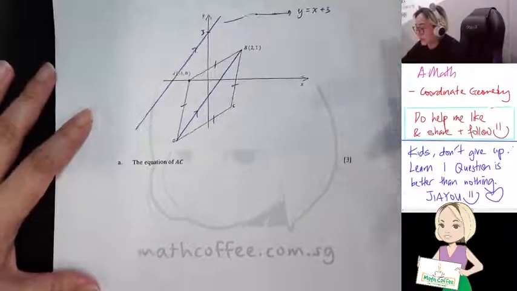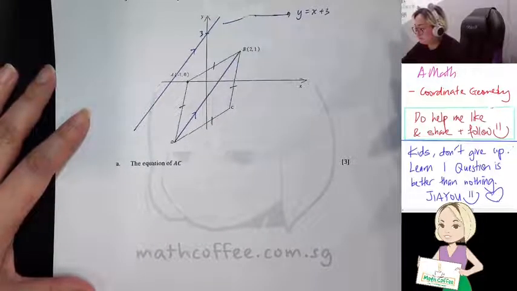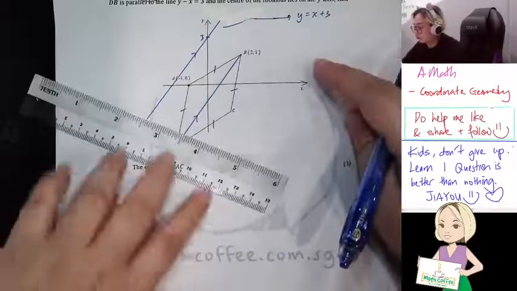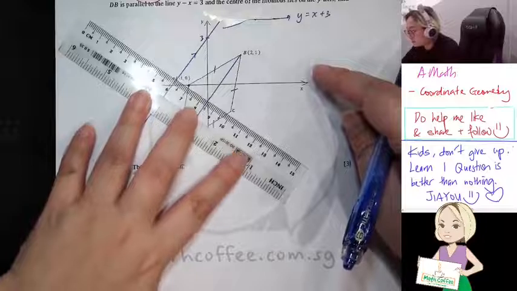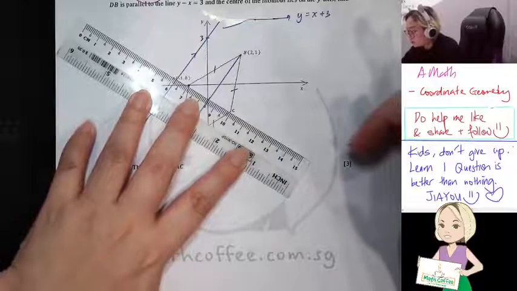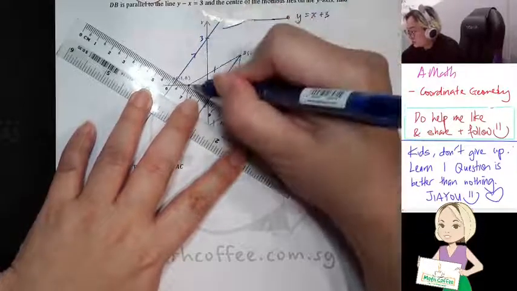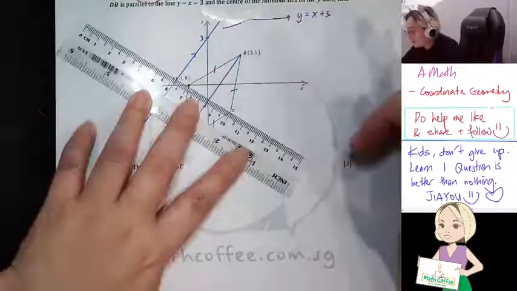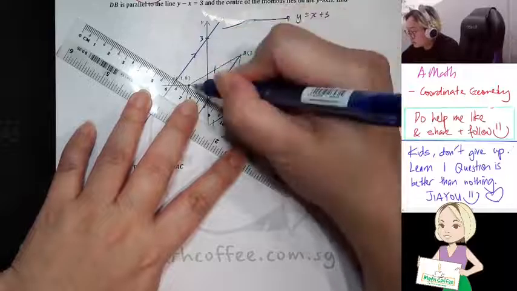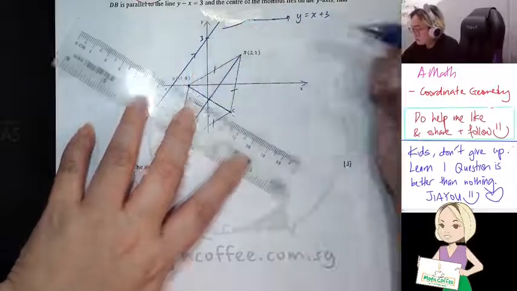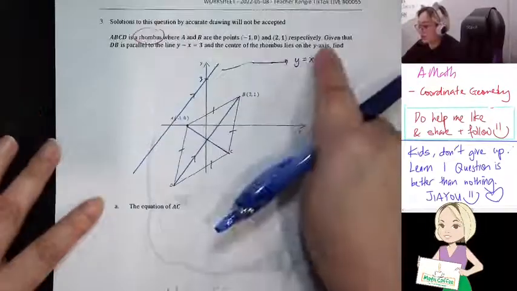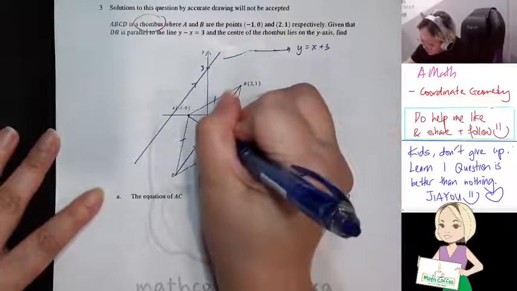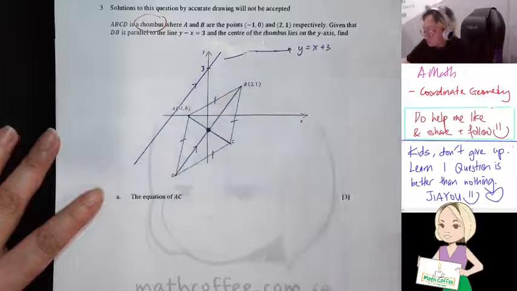They ask you to find the equation of AC. So I'm going to draw the line AC as well. This one is not really drawn to scale, but it's okay, I'm going to play cheap. See, because they tell us that the center of the line is on the y-axis. So actually, this center should be on the y-axis. So what I'm going to do is just draw a big dot so that it touches the y-axis.